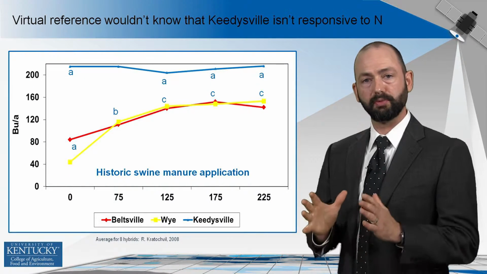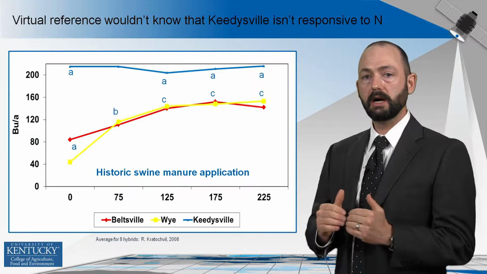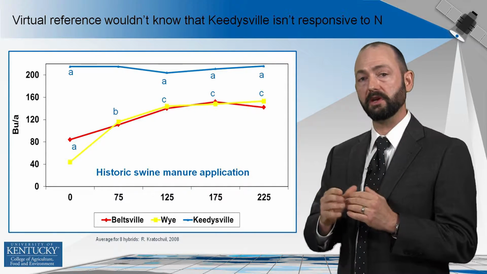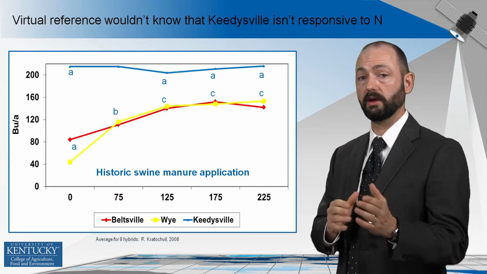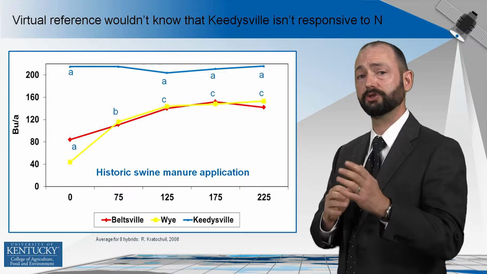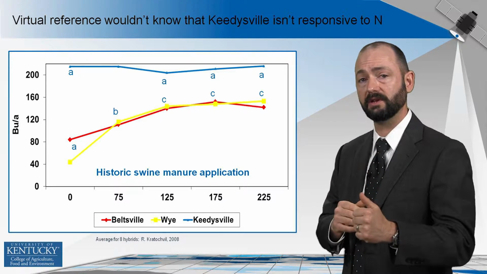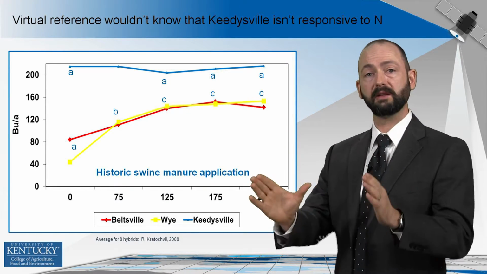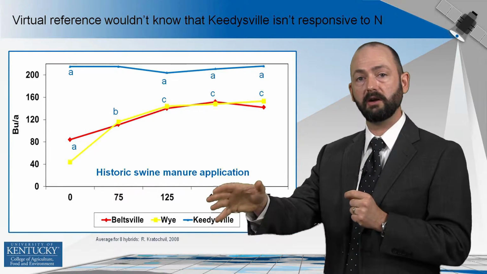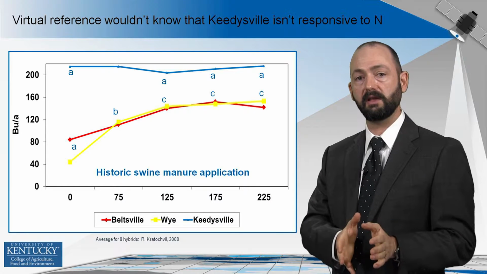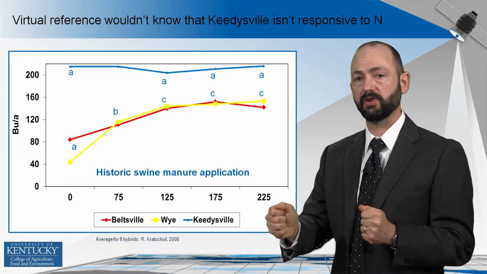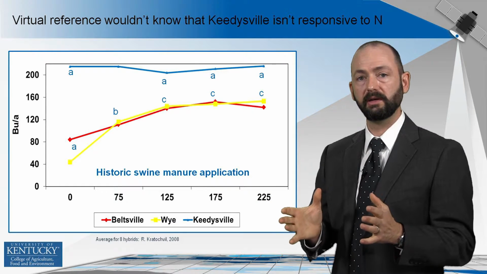So if we go back to the previous example where we showed the lack of nitrogen response but in a high yield area, that occurred because of a specific weather pattern and a historic swine manure application. In this field at Keedysville, we got 205 bushels per acre with 0 pounds per acre of nitrogen. A virtual reference would have never picked up on this lack of response, right? Because there's still an area of the field that's going to be greener and have a higher NDVI, and still an area in the field with lower NDVI. And the virtual reference will say, well, this is due to nitrogen, when really it was just field variability.